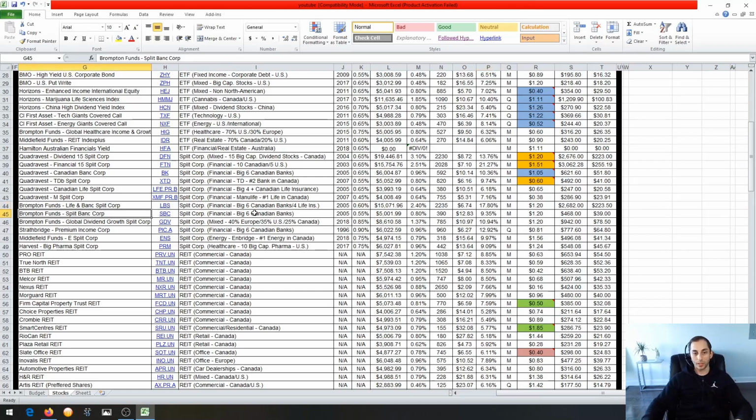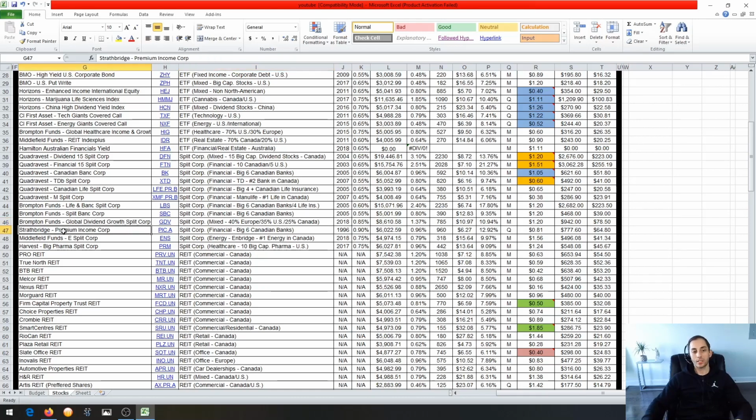The next one is a split bank corp. It only has the big six Canadian banks, so not as much yield, but much safer. And the one I like the most from them, the second best one I like, is the GDV. So this is the Global Dividend Growth Split Corporation. So finally, a split corp that gives you some international exposure, not only Canada.